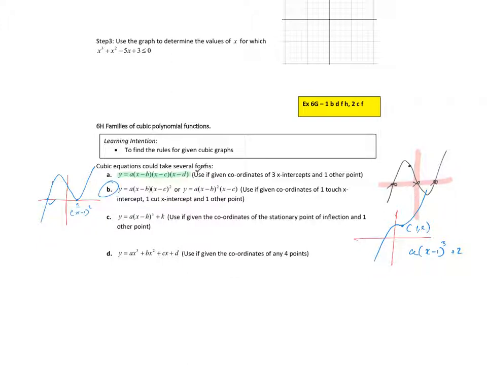If, on the other hand, and these ones are never much fun, we've got our graph and we just get 4 random points, A, B, C, and D, so I need 4 bits of information. You're going to have to substitute each of the points in and then solve simultaneously. This method typically uses a CAS calculator. All right, so let's have a look.